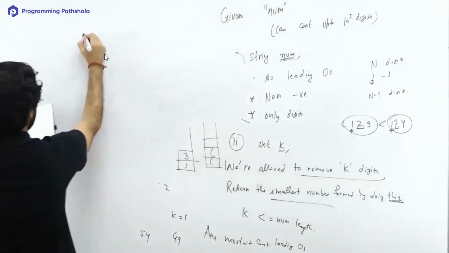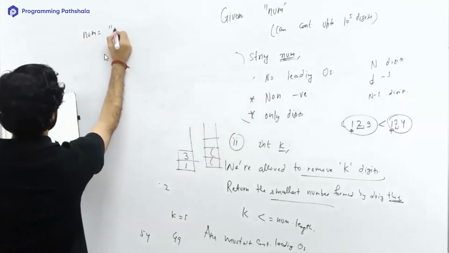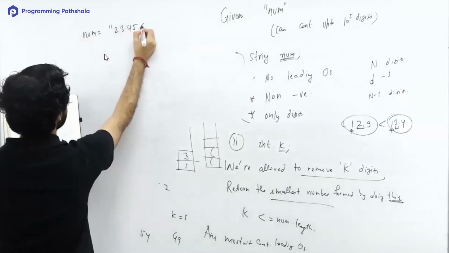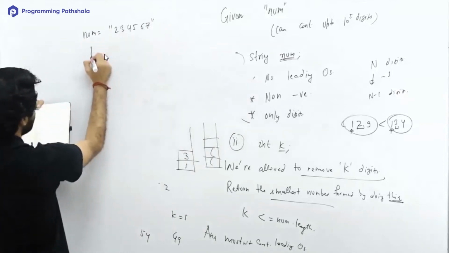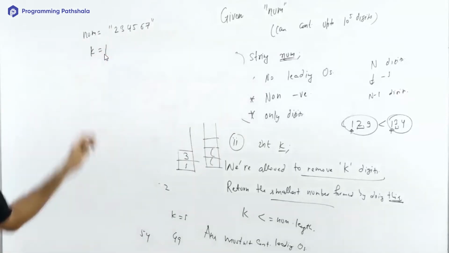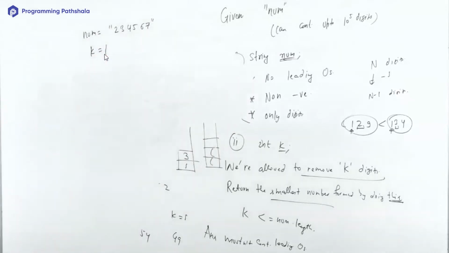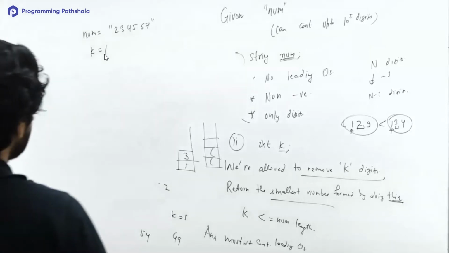So let's say we have been given a number that looks like 2, 3, 4, 5, 6, 7. And let's say k is equal to 1. What should be your answer over here? Think and tell. Yeah, so all of you are trying to remove 7. One of you did not remove 7. One of you removed something else. I'm not sure why you did that. I think you should be removing 7 only.